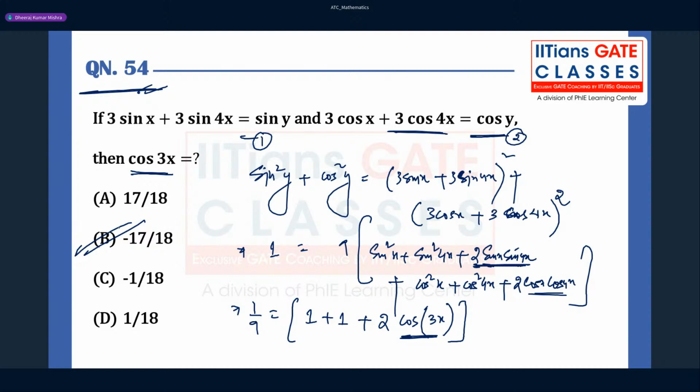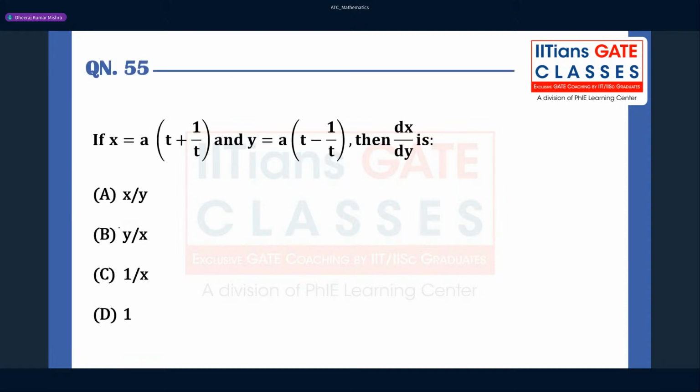So this paper is quite lengthy, guys. Few questions are lengthy, right? So you can see we have to solve it. Otherwise, we will not get the answer. Okay, so this is the first idea, let us move ahead.